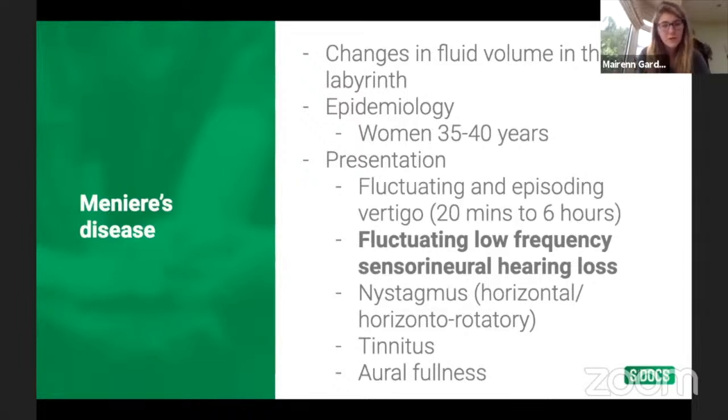These patients might also have nystagmus, and they might also have tinnitus. The tinnitus may go on for longer than the episodic periods of vertigo. So it's slightly different from the hearing loss and vertigo. And they also sometimes complain of this sensation of fullness in their ears.